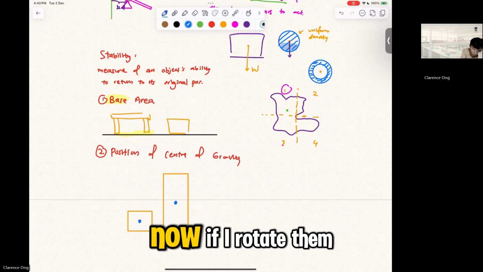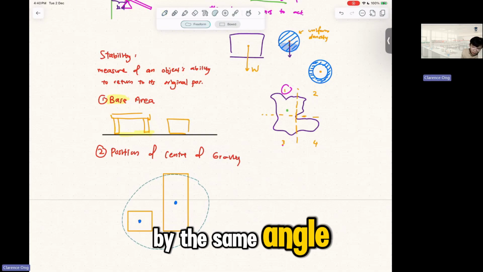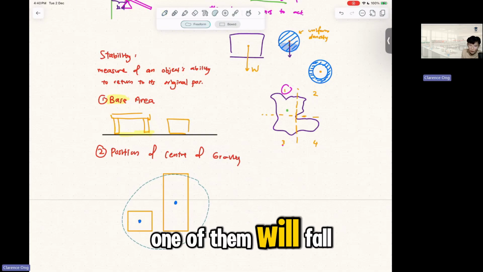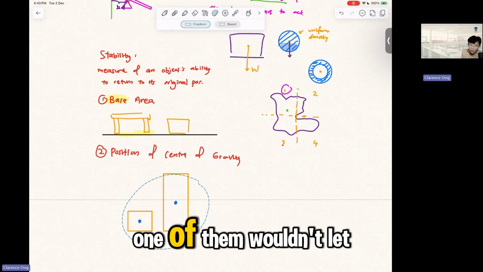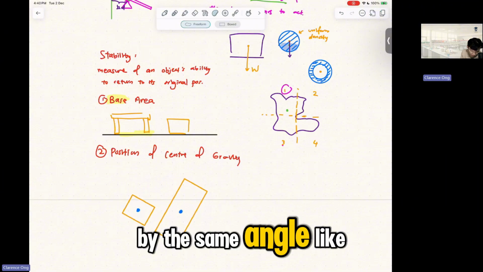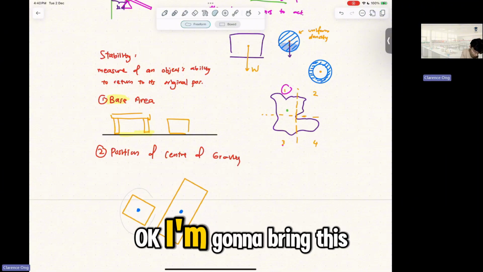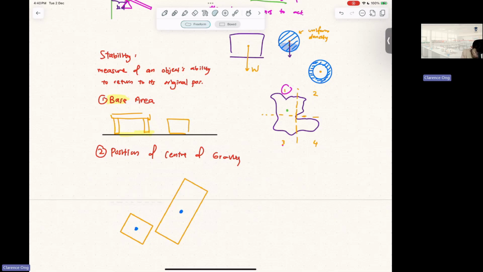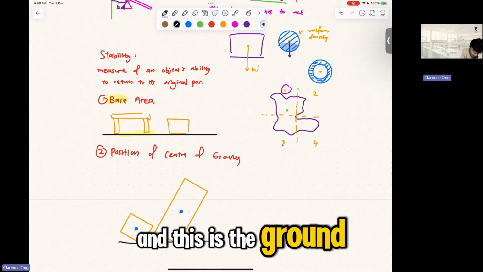Now, if I rotate them by the same angle, one of them will fall over, one of them wouldn't. Let me show you. So I'm going to rotate them by the same angle, like this. Okay, I'm going to bring this to the ground, and this is the ground.